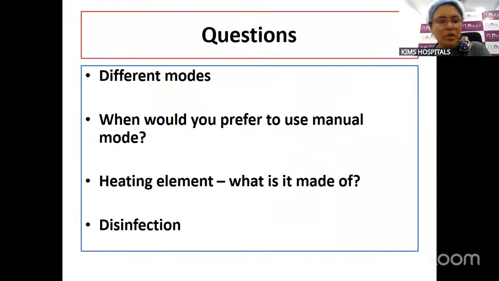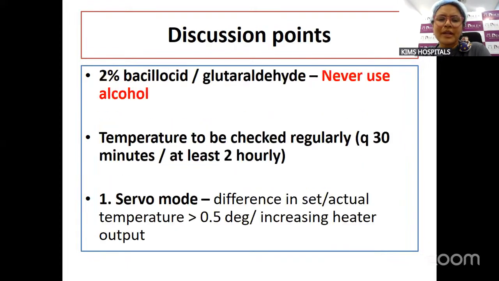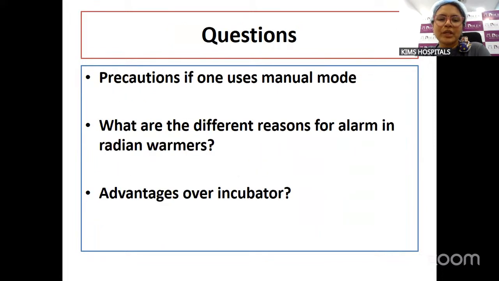Now, the heater output or heating element in the radiant warmer is made up of quartz or ceramic. Some things about disinfection. Disinfection of the radiant warmer is generally recommended using 2% boric acid or glutaraldehyde. We must never use alcohol, especially over the panels where there is a display. In terms of the precautions when one uses manual mode, since we don't really look at the baby's skin temperature, it must be frequently monitored, at least once in 10 to 15 minutes, in order to prevent accidental hypothermia.